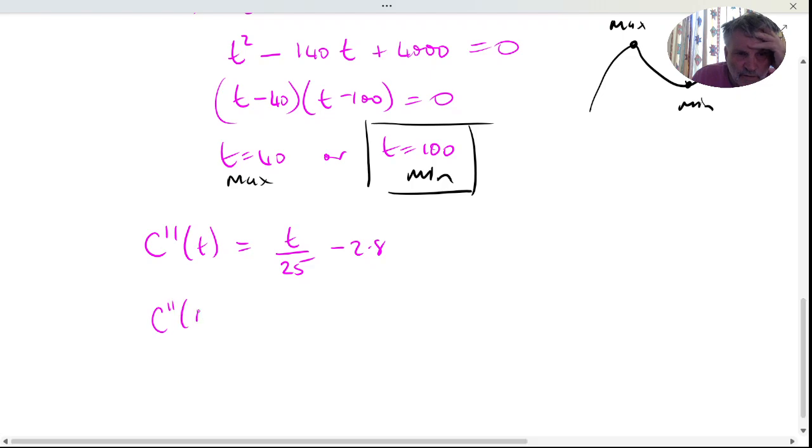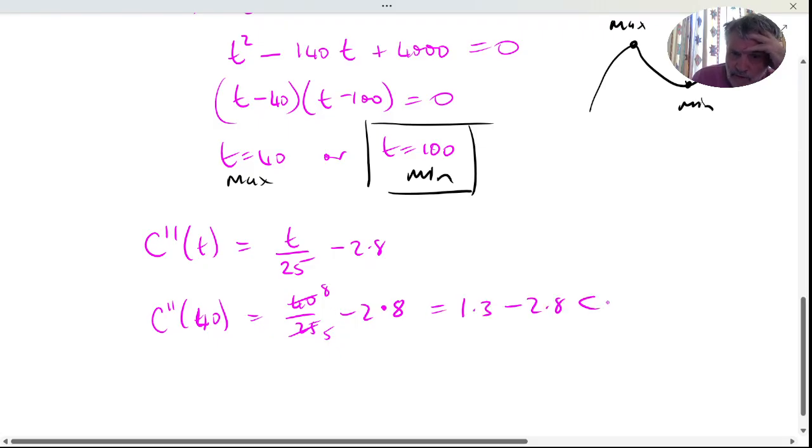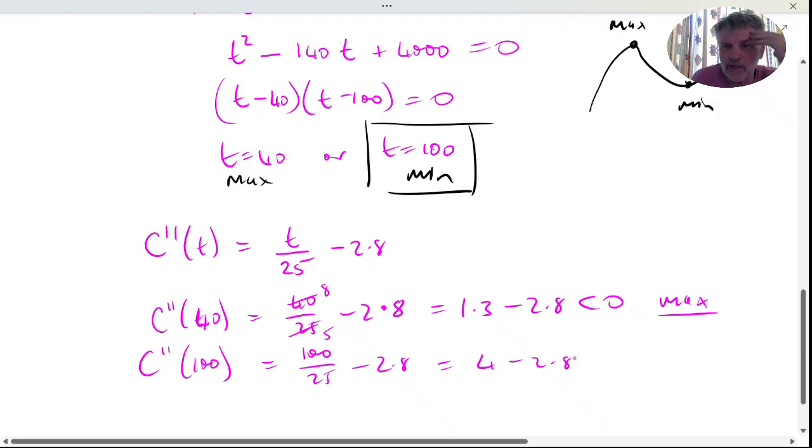So the second derivative at 40 is 40 over 25 minus 2.8. That's got a 5 in it, that's got a 5 in it, that's 1.6 minus 2.8. Don't care, it's less than 0. So that's a maximum. At 100, it's going to be 100 over 25 minus 2.8. It's 4 minus 2.8, which is bigger than 0. So this one's the minimum.